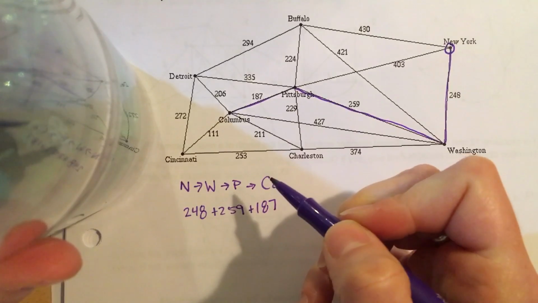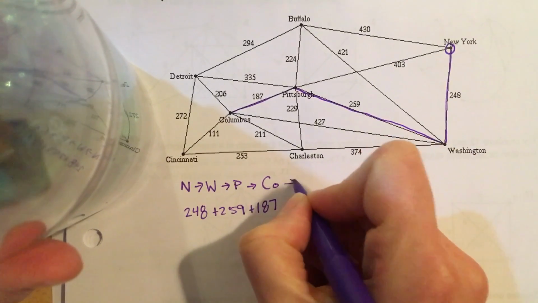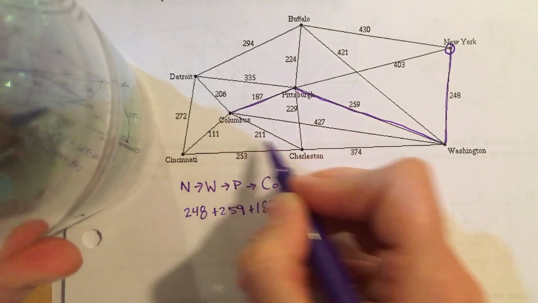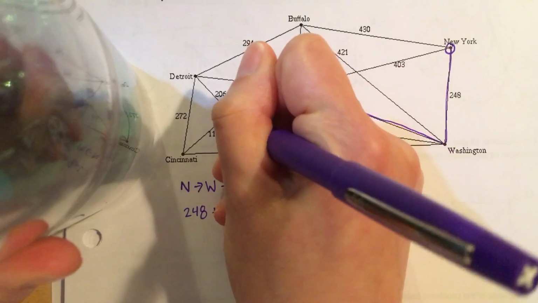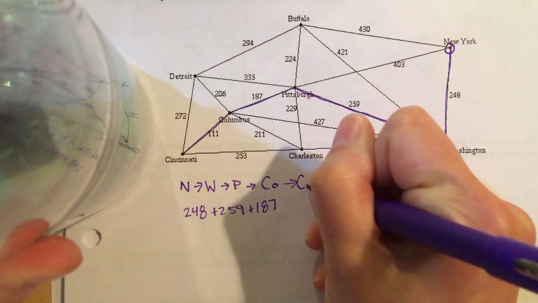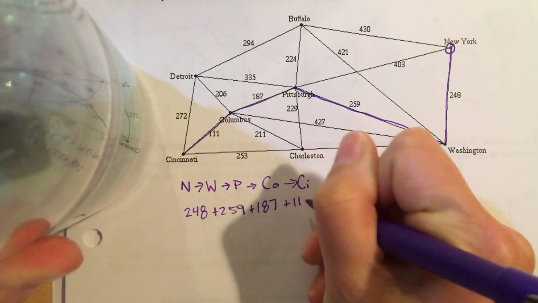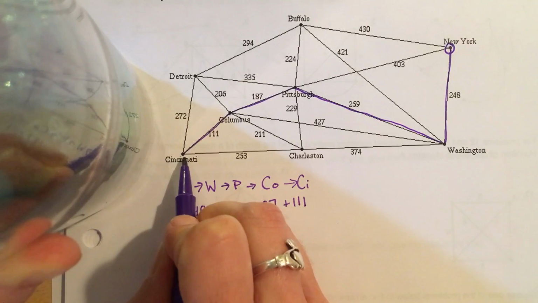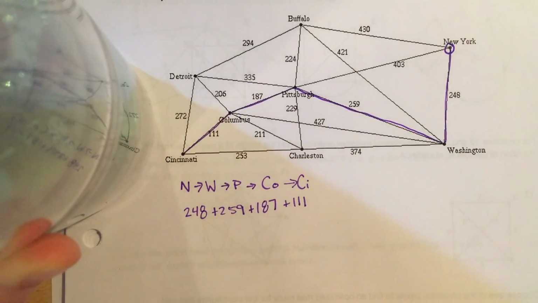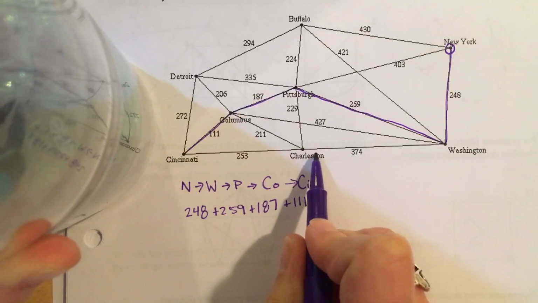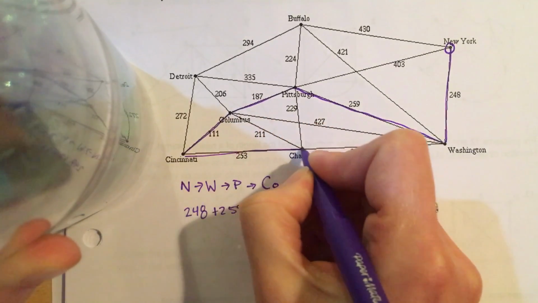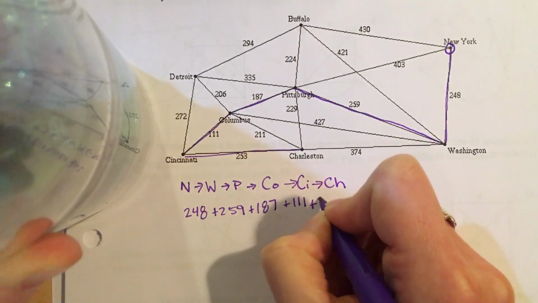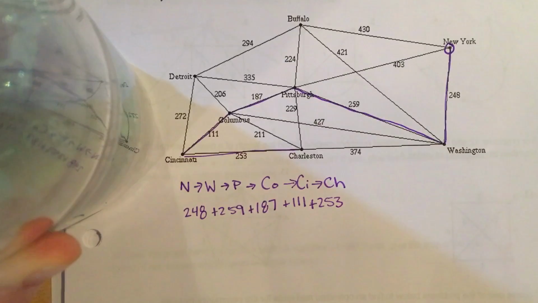And now from Columbus, we got to figure out where to go. So from Columbus, our shortest option would be to go to Cincinnati, right? Out of 206, 111, and 211. 111 is the smallest, so that's where we're going to go. We're going to go to Cincinnati. So that means we add 111. Now from Cincinnati, we can go directly to Detroit or Charleston. We're going to go to Charleston since that's the shortest option. So we're going to go to Charleston, which adds 253 miles to our trip.